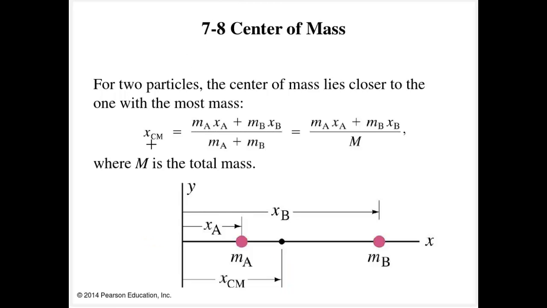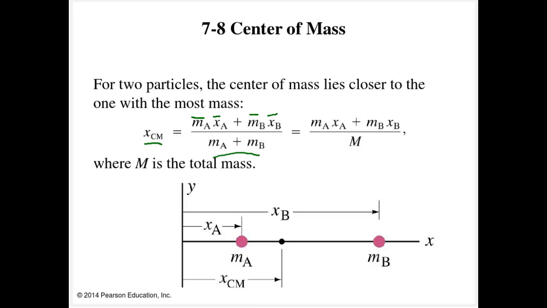It's actually quite simple. The center of mass in the x direction is simply going to be the first mass multiplied by how far away from the origin it is, added to the second mass multiplied by how far away from the origin it is, divided by the total mass of the system, mass A plus mass B.